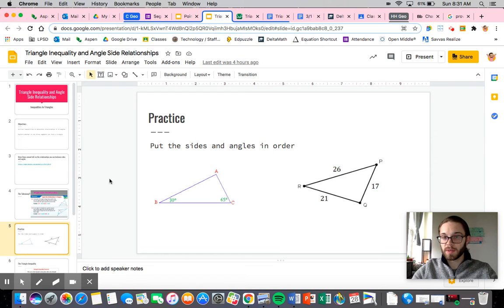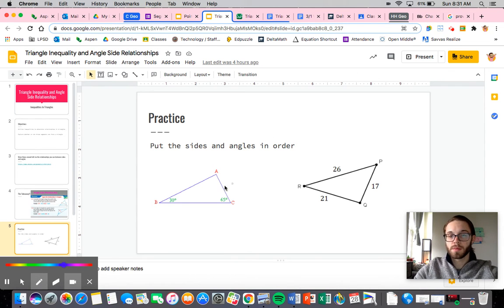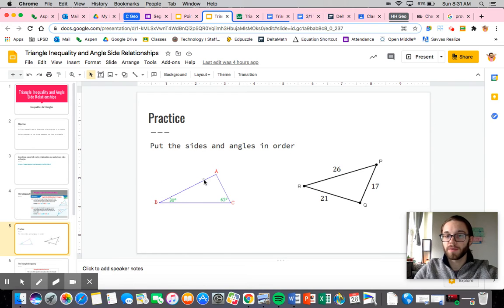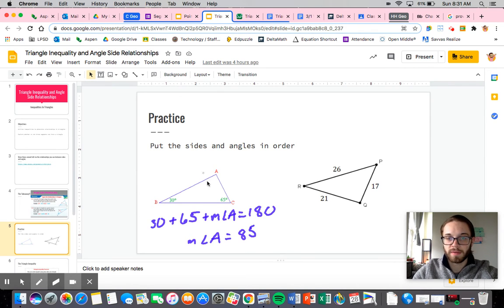So let's actually do something with these. We're going to put the sides of the angles in order. On this one, we're going to put the sides in order. First of all, we need to figure out what's the measure of angle A? Well, we know that all three of these added together have to be 180. So 30 plus 65 plus the measure of angle A equals 180. So the measure of angle A equals 85. Okay, so that is 85.